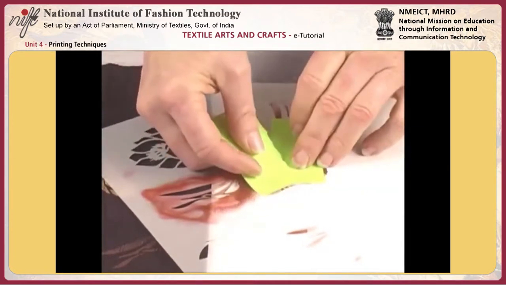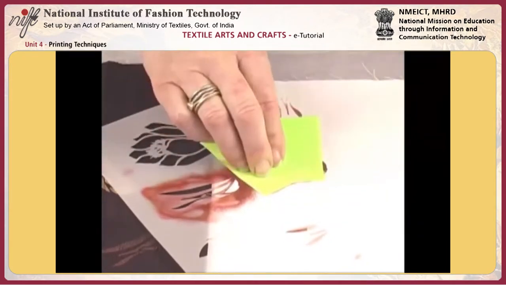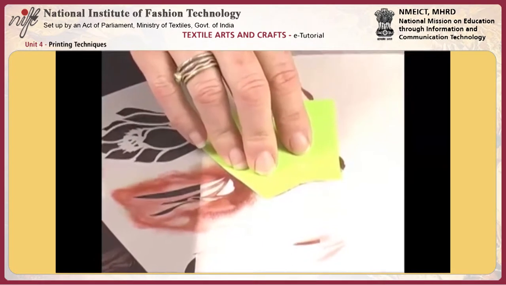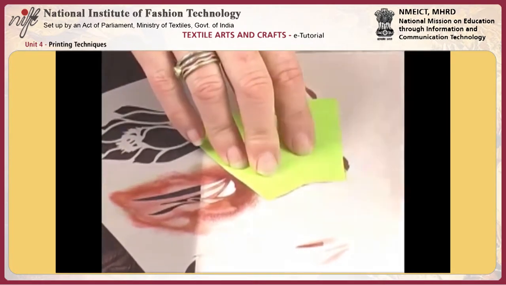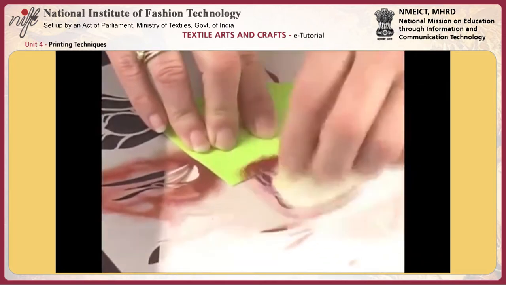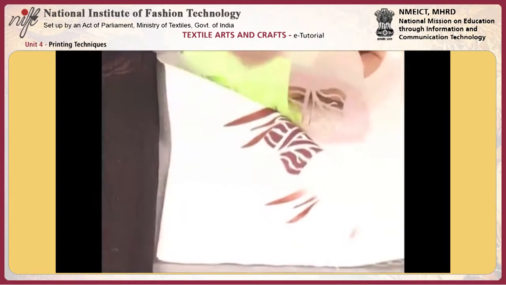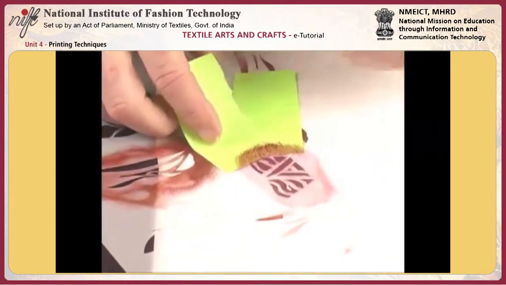So I've got these little post-its here, and I'm covering the place where I don't want it to show, and I'm going to now print just one end, and maybe lightly, until I pick this up. But I can print one end of the stencil, pick it up and see how it's working.